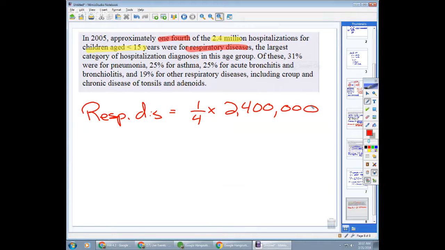So help me on a calculator. What's 1/4 of 2,400,000?